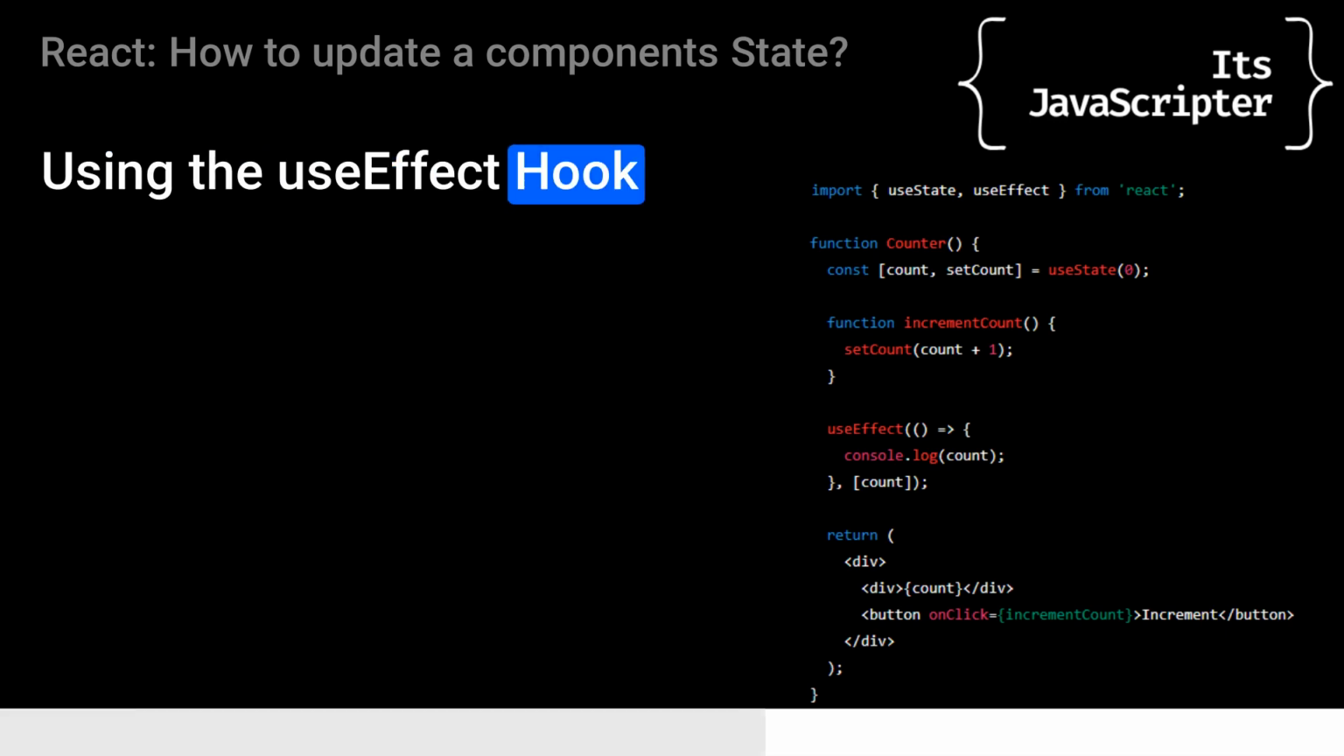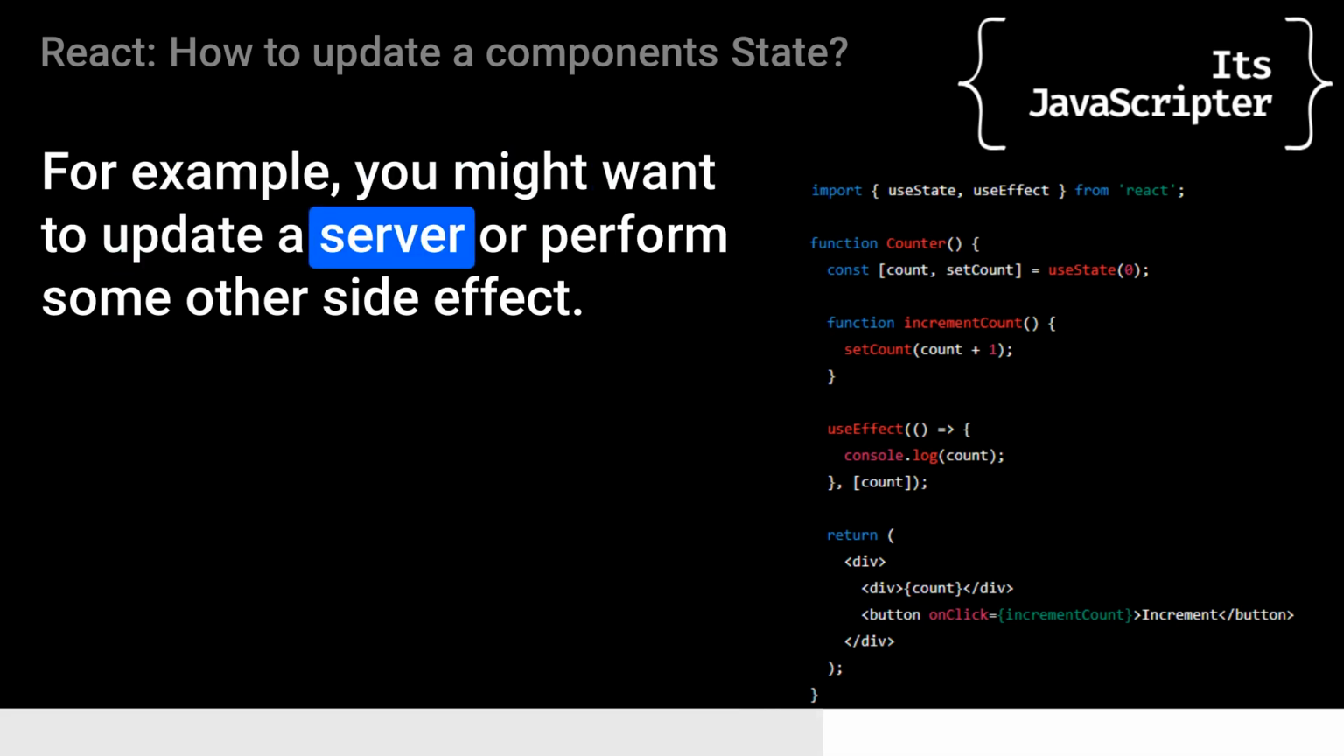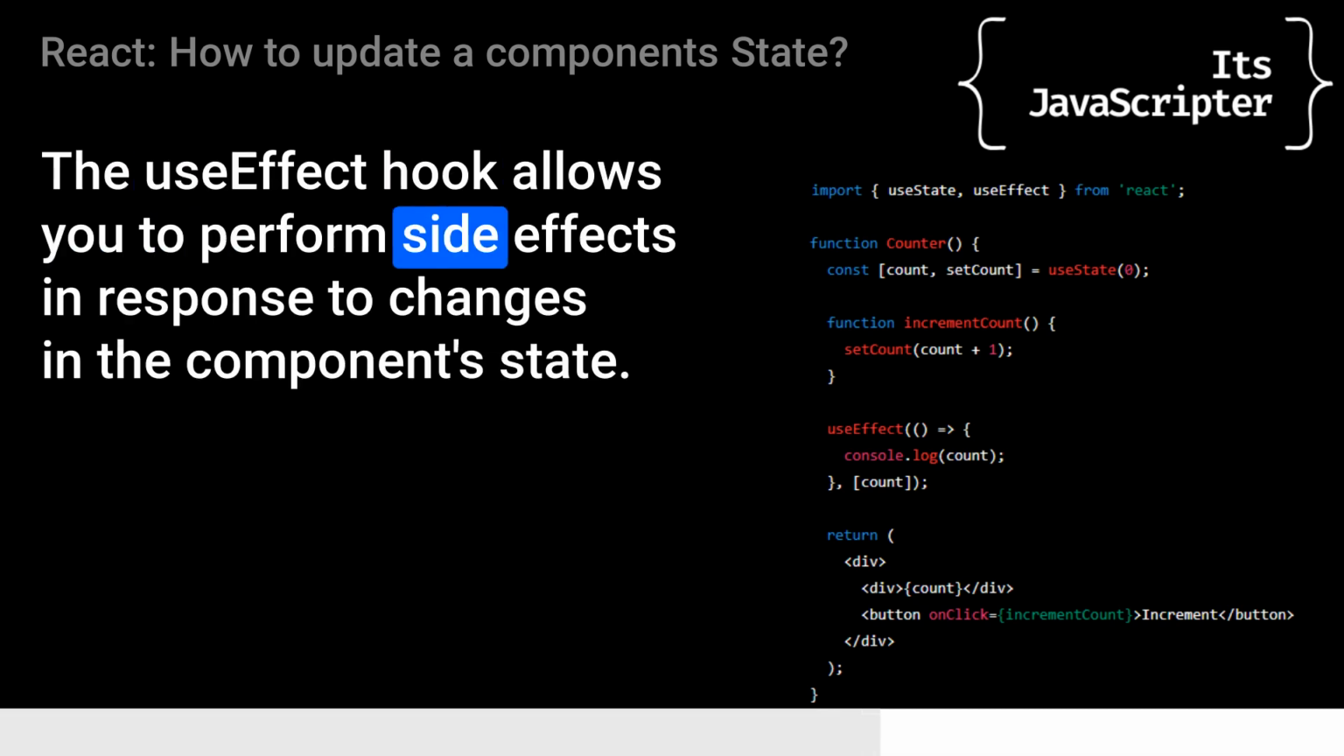Using the useEffect hook. In some cases, you might want to perform an action when the state of a component changes. For example, you might want to update a server or perform some other side effect. To do this, you can use the useEffect hook. The useEffect hook allows you to perform side effects in response to changes in the component state.